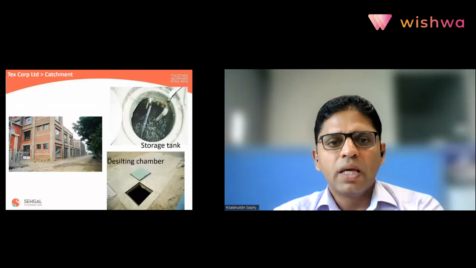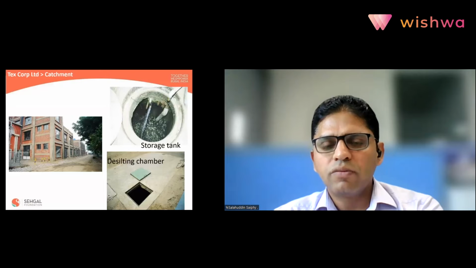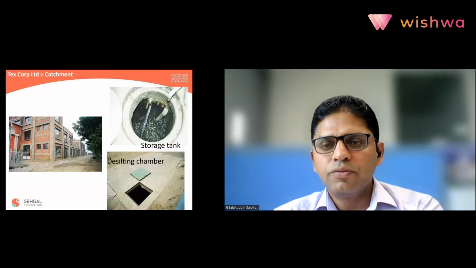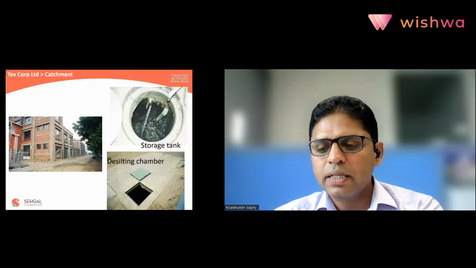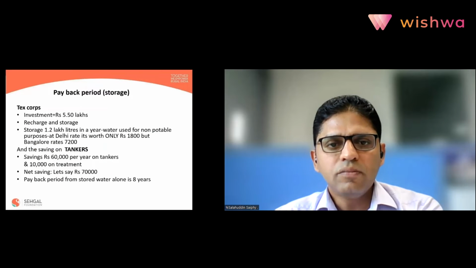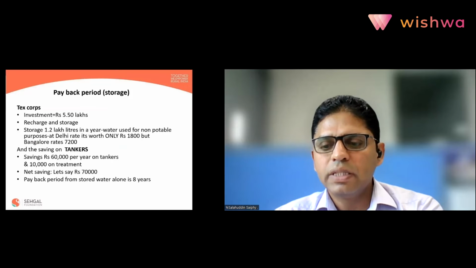There are some industries which have gone for rainwater harvesting. There is a textile industry near Gurgaon. So they need fresh water, and this area is a saline zone. So they were getting tankers from outside. So they decided to go for rainwater harvesting, and they are saving lakhs of rupees on tanker supply, and they are getting the best quality water available for their processing, and they were able to recover their investment within 8 years only.